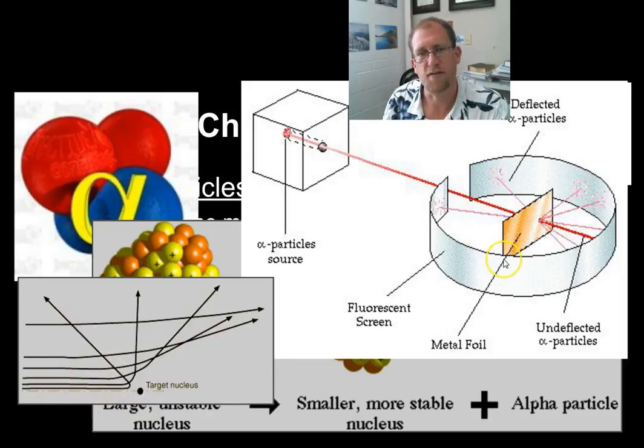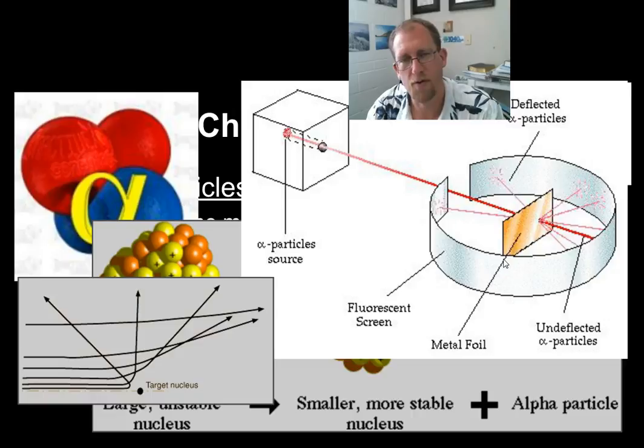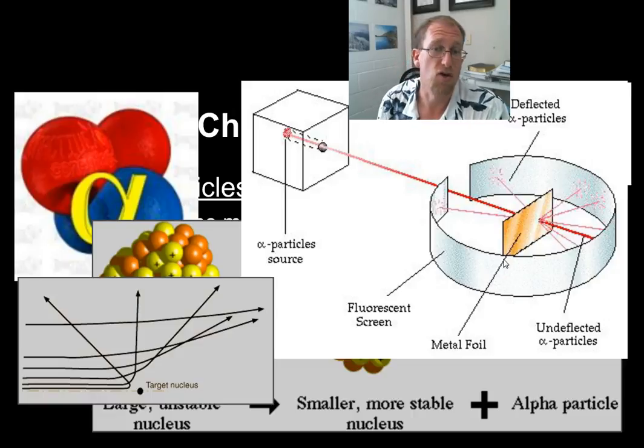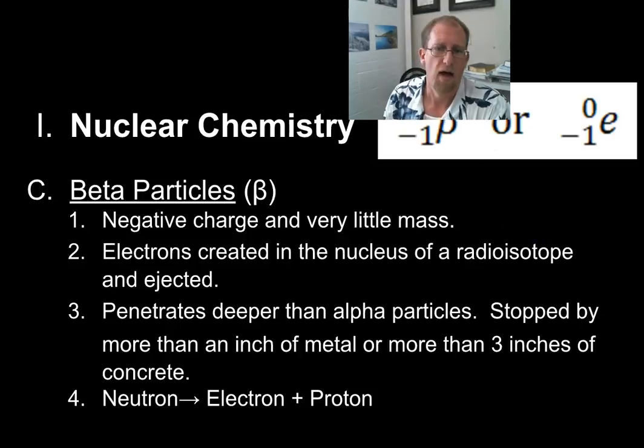So this experiment you've seen earlier in chemistry when we were talking about how the nucleus was discovered, and just so you know, they were bombarding gold foil with alpha particles. Okay, a beta particle.